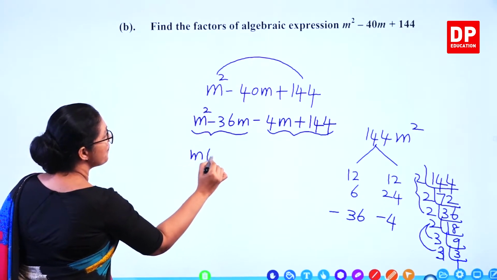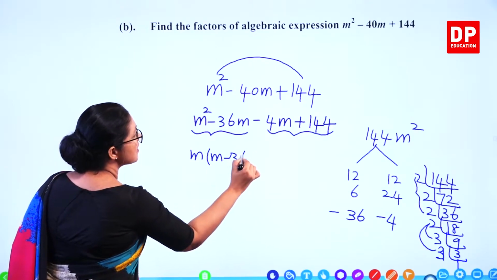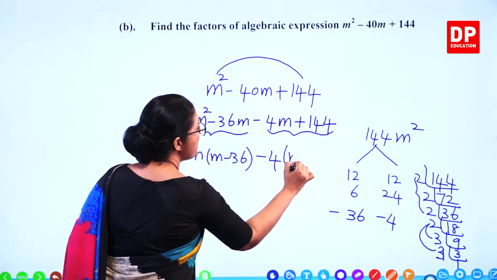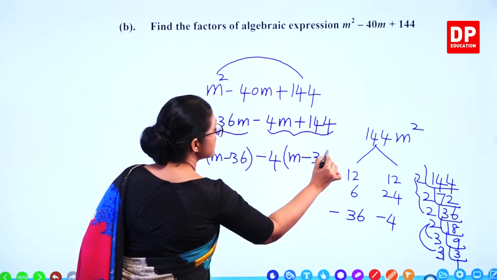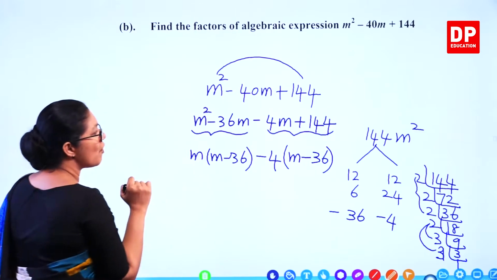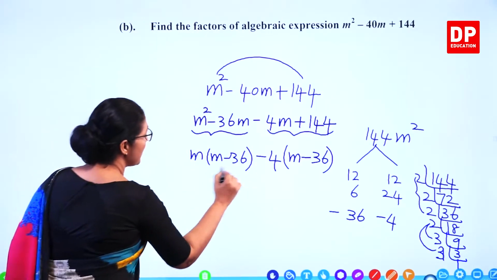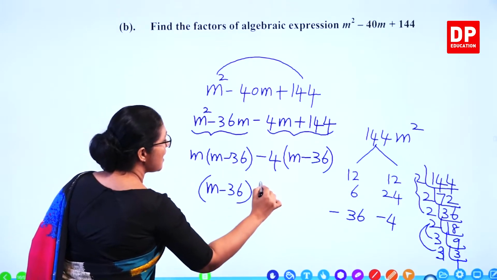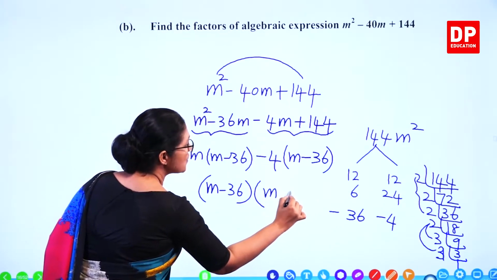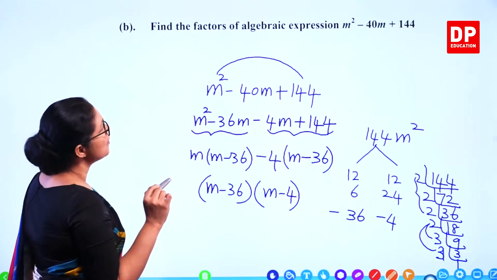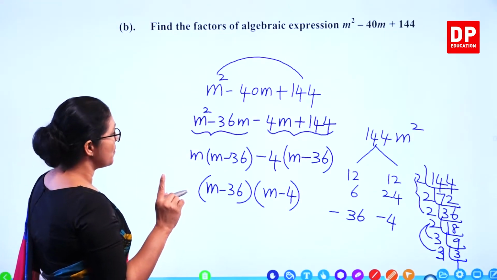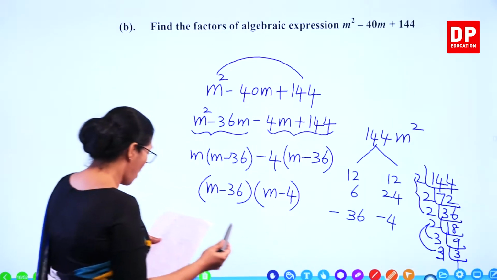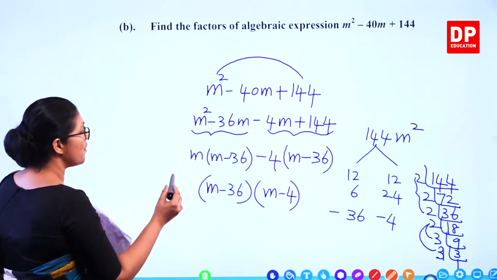Take m minus 36 from the first two terms. Take minus 4 out from the next two, you get m minus 36, since 36 times 4 is 144. Now we can see m minus 36 is common. And what's the other factor? m minus 4. So those are the two factors of this algebraic expression. How many marks are you getting? You are getting 3 marks for that.